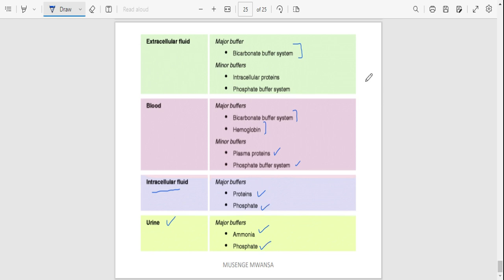What if they told us to comment on, let's say, the GIT? What kind of buffer might be there? GIT is outside the cell, extracellular. So what do we expect? We expect bicarbonate buffers. Bicarbonate buffers are the most abundant. We can see they are appearing almost everywhere as major buffers. So they are the major buffers of the whole body.